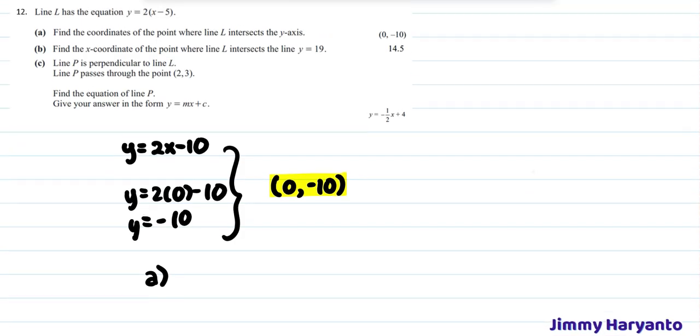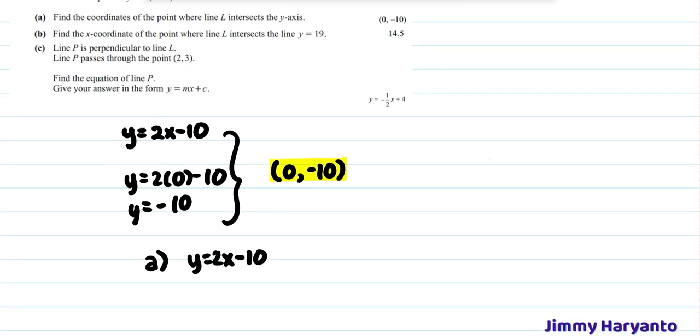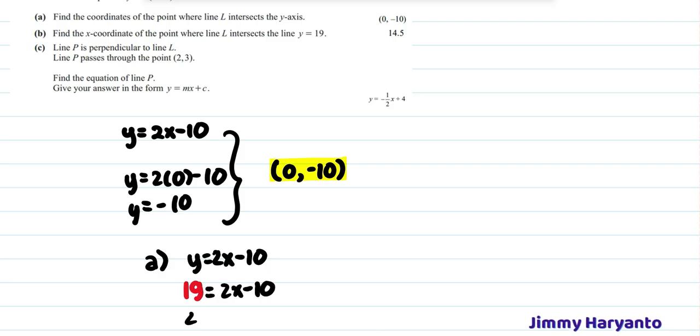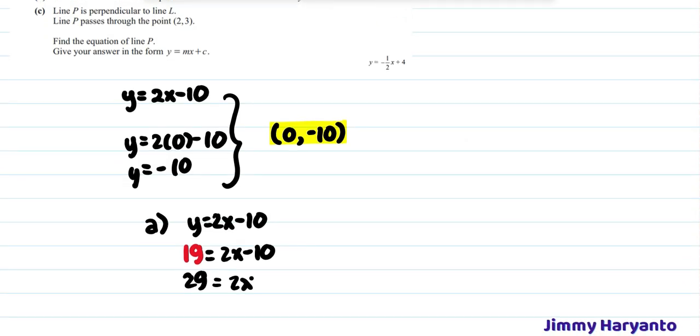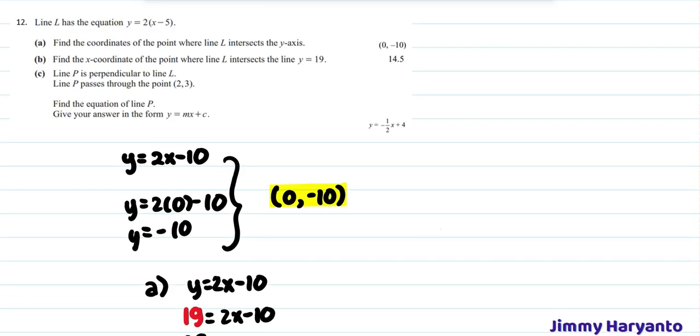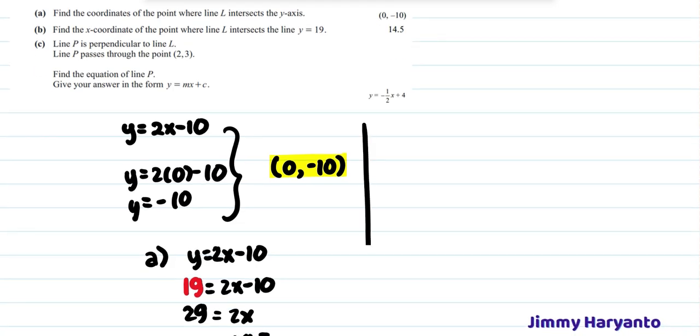the line L intersects y equals 19. So we have y equals 2x minus 10 from before. Because the y is already given, you only have to substitute it like this. 19 equals 2x minus 10. So 29 equals 2x. That means x equals 14.5. It is for B.